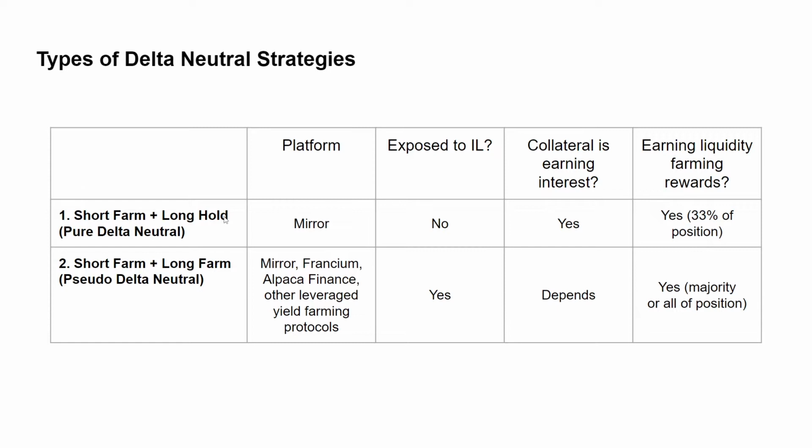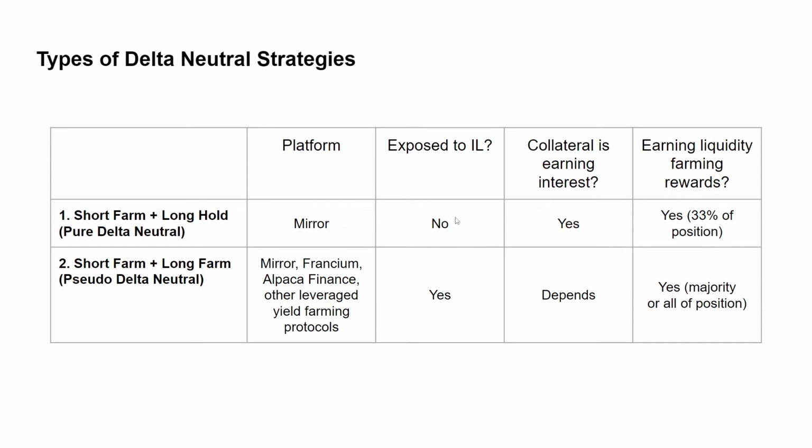And then the long hold just means whatever synthetic asset I'm shorting, I'm also buying the same amount at the same time that I've opened a short position. I'll go through this in detail in the next slides, but that's essentially the gist of this short farm plus long hold, pure delta neutral strategy.